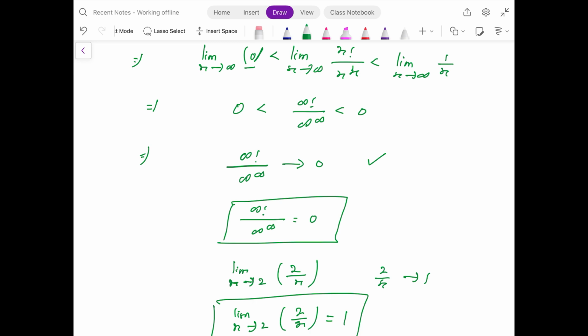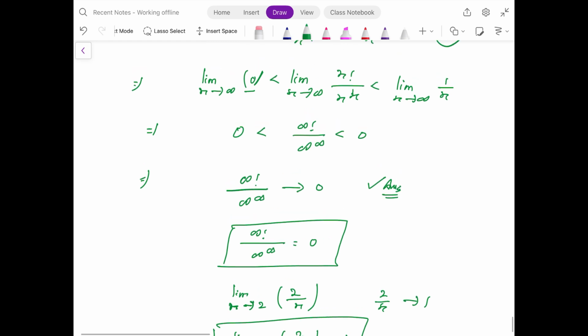With such practice, we can conclude that the value of infinity factorial divided by infinity raised to infinity will be equal to 0. But it must be a tending value. That means the value of infinity factorial divided by infinity raised to infinity must tend towards 0, that is, very close to 0. So it can be called 0.